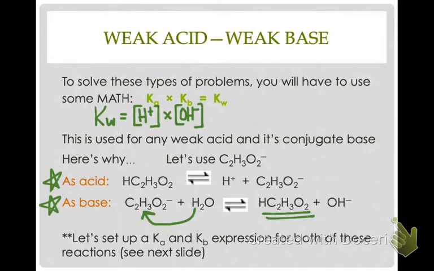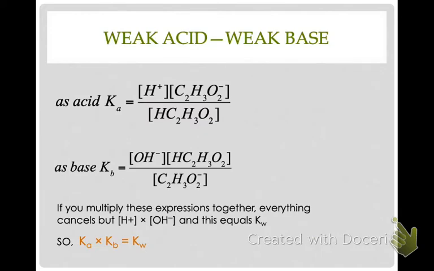So now what I want to do is set up the Ka expression and also the Kb expression for both of these reactions. So I'm going to move on to the next slide to show you how we've derived Ka times Kb equals Kw. So I've written the Ka expression from the reactions on the previous slide, and you'll see that in the numerator, I've taken the products of that particular reaction, which was the hydrogen ion, and multiplied it with the acetate ion. And then in the denominator I have the reactant, which is acetic acid.